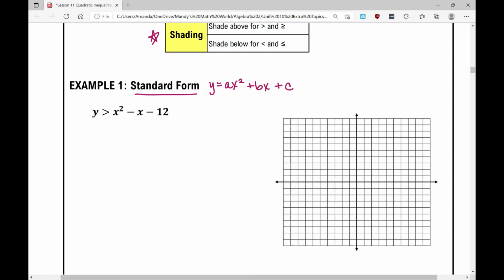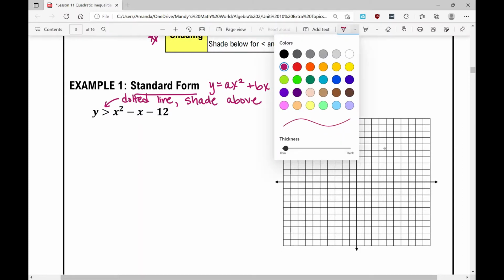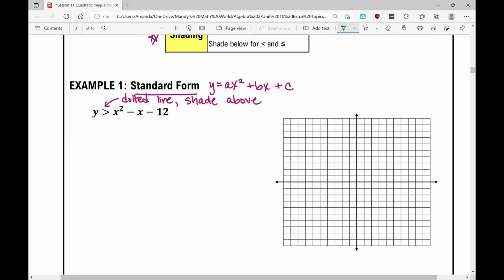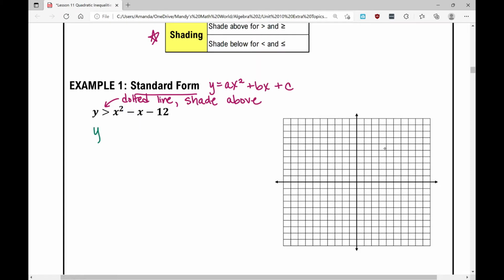So the first thing that I notice is y is greater than. This symbol right here tells me that I'm going to use a dotted line or a dashed line, whichever you want to write. A dotted line, and I'm going to shade above. And I just like to write that down as a little reminder of what I need to do when I graph. So the first thing we're going to do, and I'm going to change colors here, is find that boundary line. So I'm going to graph this quadratic as if it was y equals x squared minus x minus 12.